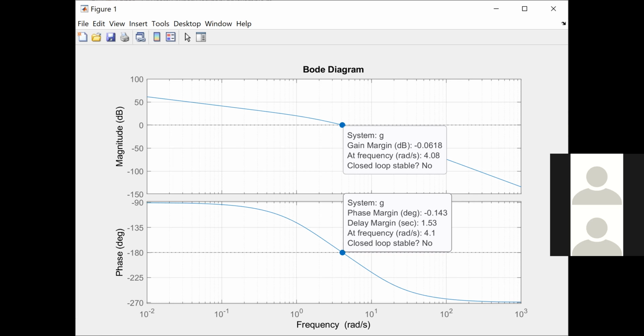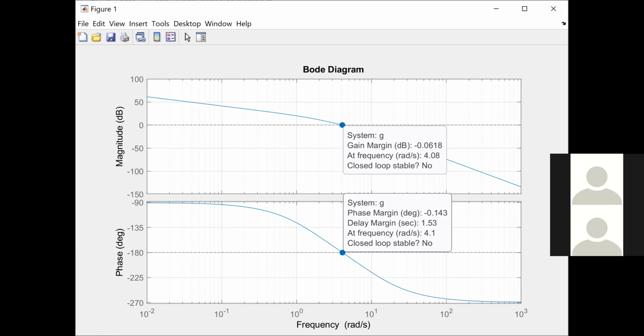I know that the system will be stable when the gain margin and phase margin are both positive. But is it possible if the gain margin is positive and the phase margin is negative, or vice versa? Not possible. Thank you, Doctor.